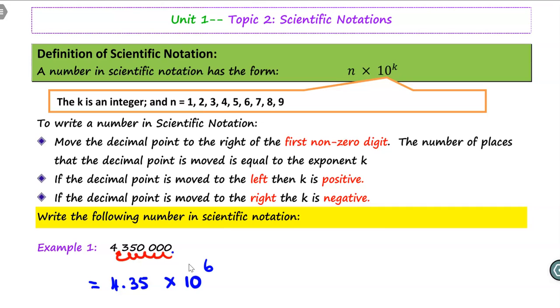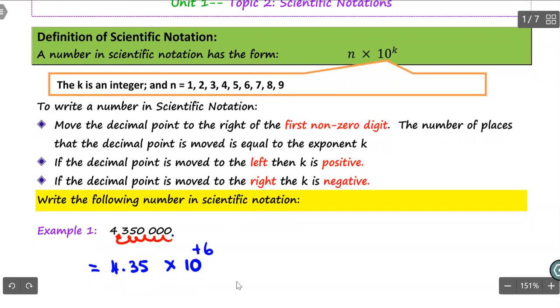I moved it to the left, so it will be a positive sign. I want to write positive 6, just to make sure to tell everyone that I indicate the sign. But it's the same thing as writing 4.35 times 10 to the exponent 6. It doesn't have to be a positive 6. But if it's negative, you must write the negative sign. So with a positive sign, you have the option of not writing it. Then it's understood that it's a positive number. Alright, so let's move on to the next one.